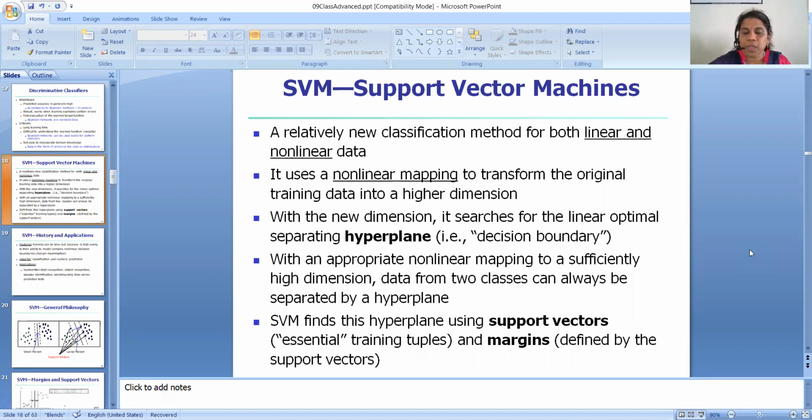In SVM, we need to find out hyperplanes, and a hyperplane is also known as a decision boundary. So with the new dimension, SVM searches for the linear optimal separating hyperplane. With an appropriate nonlinear mapping to a sufficiently high dimension, data from two classes can always be separated by a hyperplane. SVM finds this hyperplane using support vectors and margins.